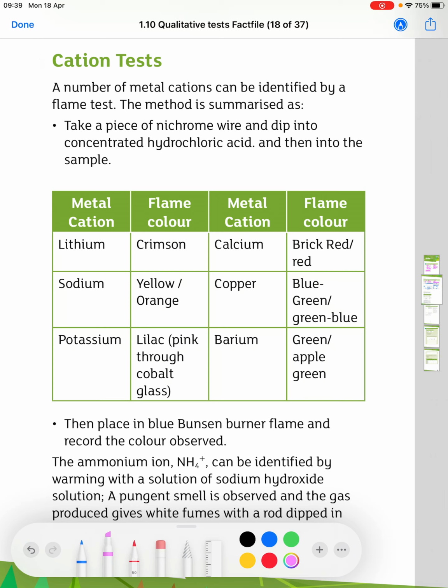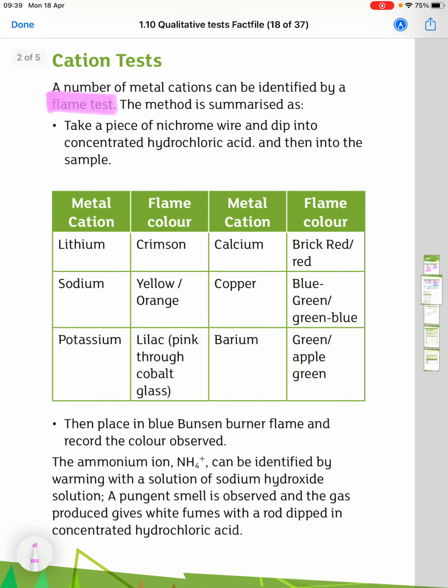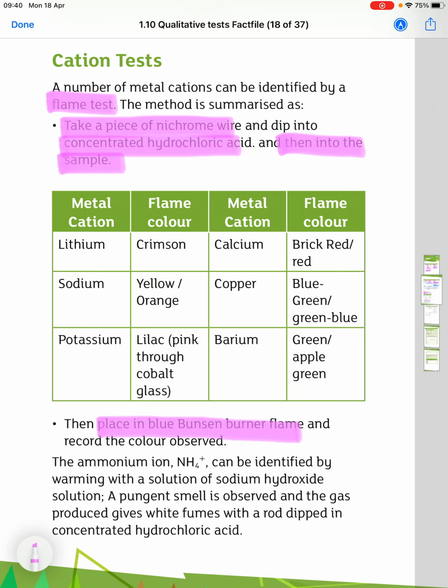So our cation tests then. A number of metal cations can be identified by a flame test. So the method is as follows. You take a piece of nichrome wire, dip it into concentrated hydrochloric acid and then into the sample. Then you place in the blue Bunsen burner flame and record the colour observed.